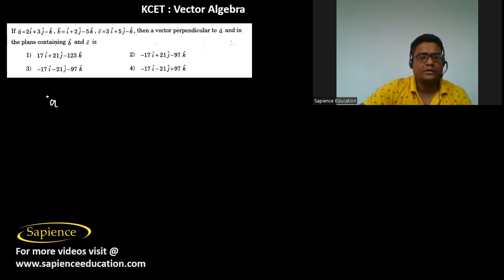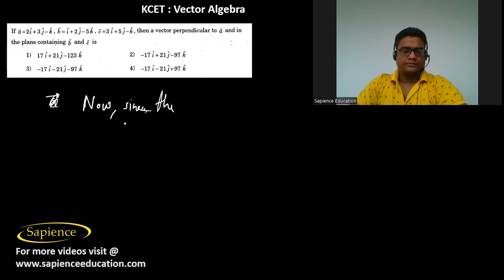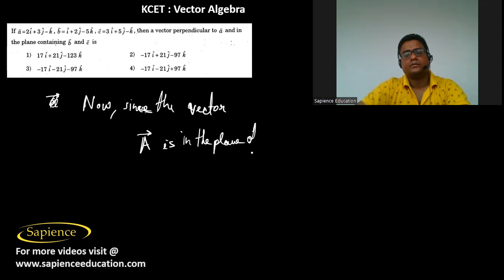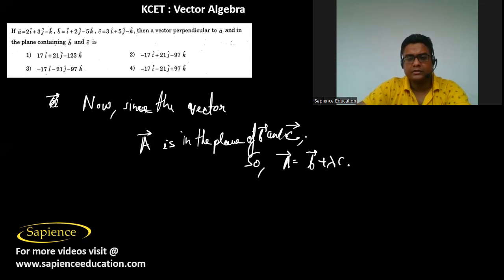And here it is told that if vector A is this, vector B is this, and vector C is this, then find a vector that is perpendicular to A and in the plane containing B and C. Now, since the vector, let's say A', is in the plane of B and C vectors, vector A' can be taken as B vector plus lambda C vector.